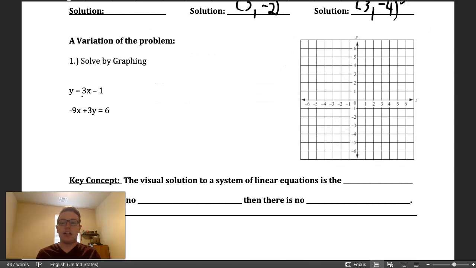Now let's look at a variation on the problem. We know how to do this basically. What about for something like this? Let's just graph these. Y is equal to 3x minus 1. So we're going to go to minus 1. We're going to go up 3 over 1 and continue doing that. Let's go the other way as well. And we can graph that line.